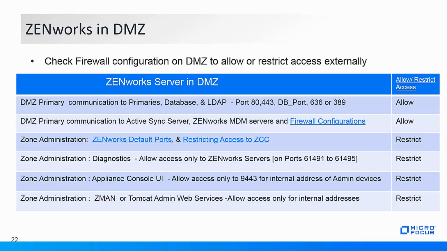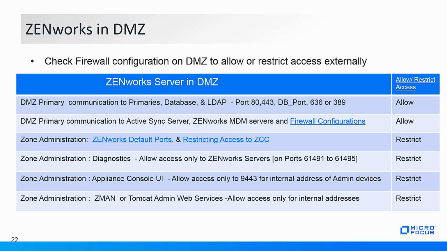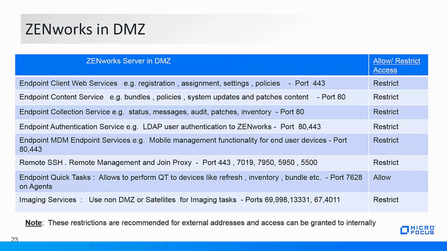For diagnostic purposes, allow access only to your ZENworks servers, because for diagnostic reasons we need the ZENworks servers to mutually talk to each other to report the statuses on services and resources of other servers. So enable those ports. And always allow appliances access to port 9443 for internal addresses of the admin devices. ZMan and Tomcat are totally optional, where sometimes you may not have to always allow that, but if you need a more restricted environment, you can even restrict those depending on what your organization policies are.